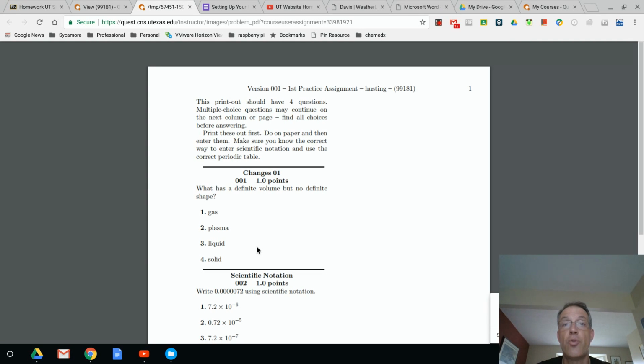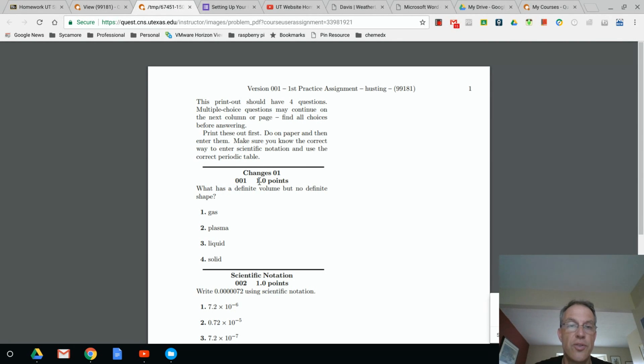By all means, the best way to do this is you want to be able to print these out, do them on paper first, then enter the answers in well before the due date. It'll give you immediate feedback. It's kind of nice.